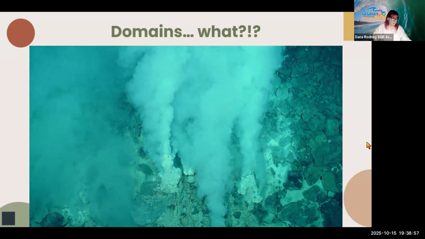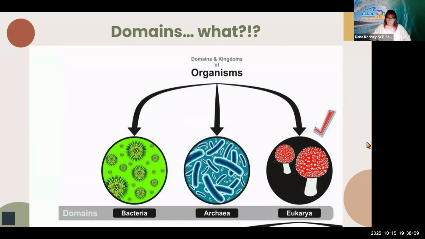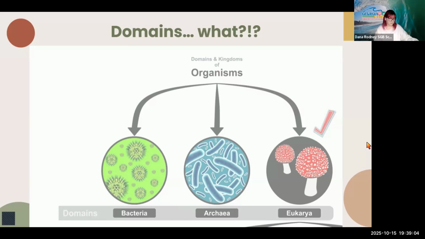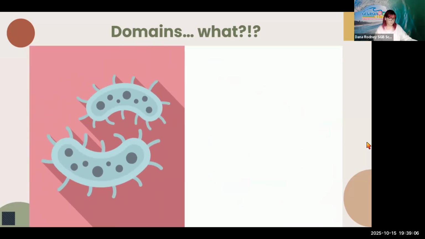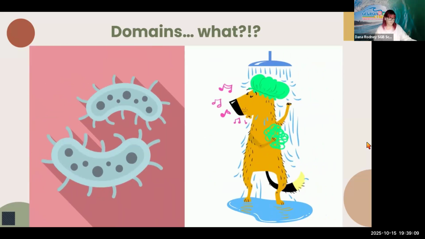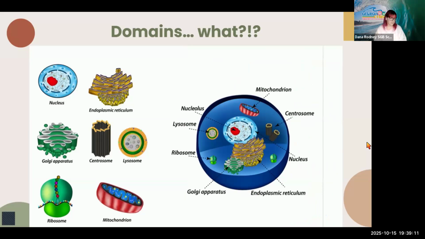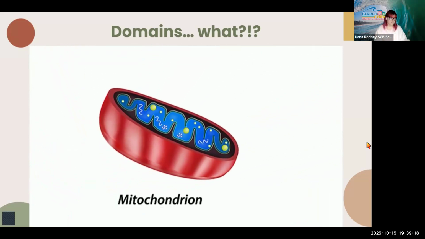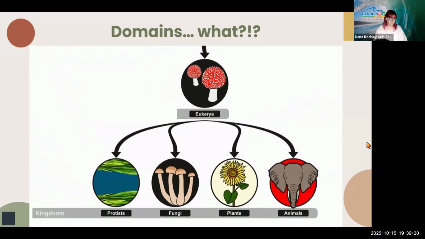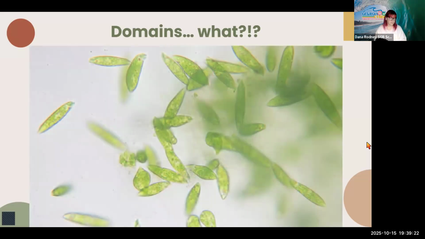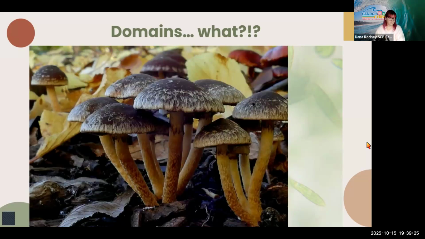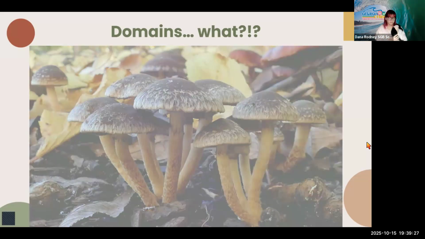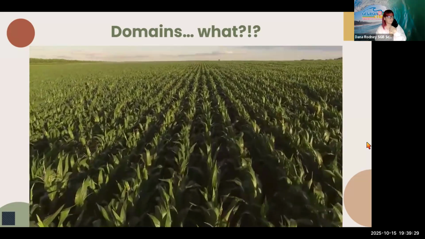The domain Eukarya contains a huge variety of living organisms. Eukarya has organisms that are both unicellular or single-celled and multicellular. In addition, the cells of this domain are eukaryotic cells, which means they do contain a nucleus and membrane-bound organelles like a mitochondria. The kingdoms in this domain include protists, fungi, plants, and animals.